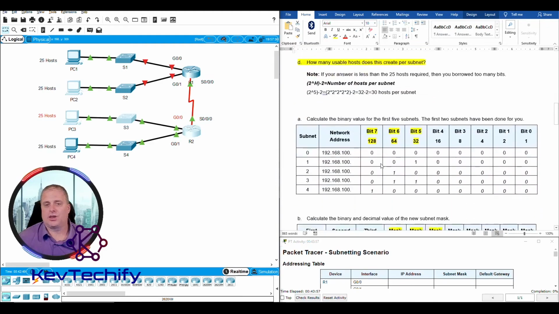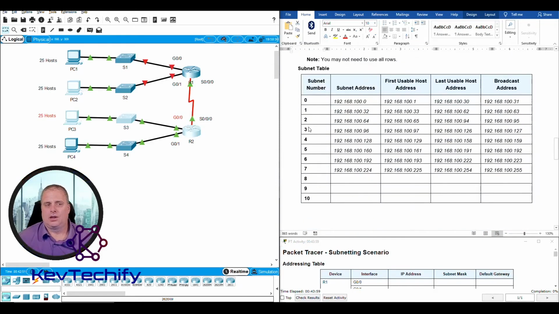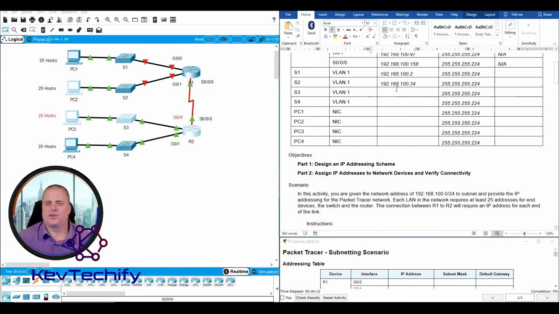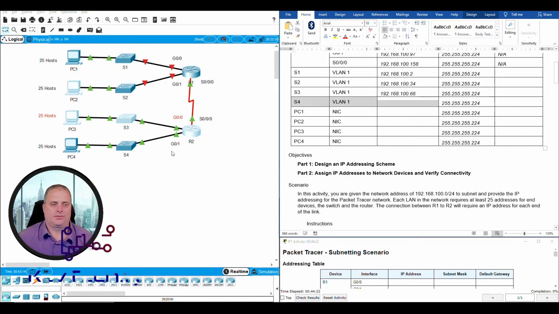Let's scroll down to our subnet table. Here we have subnet 2, our third subnet. Our first usable was .65. Add 1 more to get our second one. That gives us .66. Scroll back up. Let's fill that information in. 192.168.100.66.